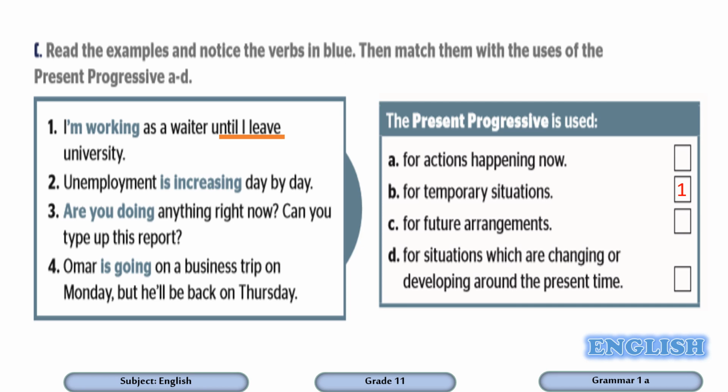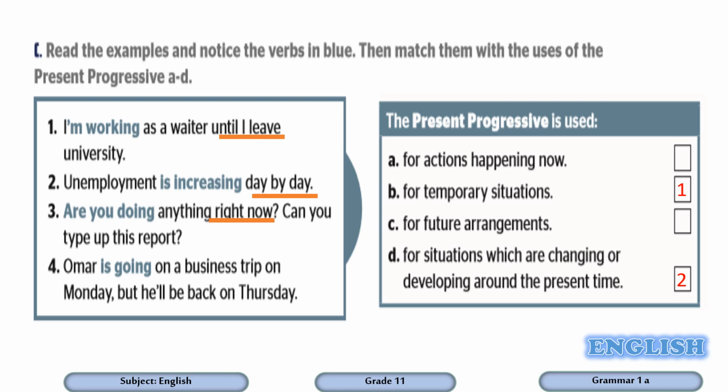Number two, unemployment is increasing day by day. There is a change here. It's not the same day by day. So we use this for, yes, situations which are changing or developing around the present time. Maybe they are getting better or they are getting worse. So just changing situations.